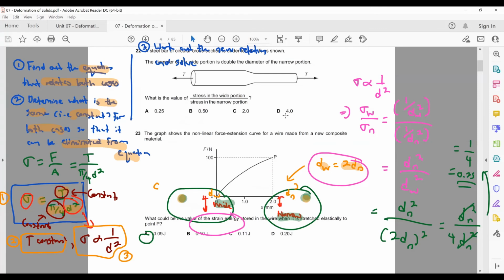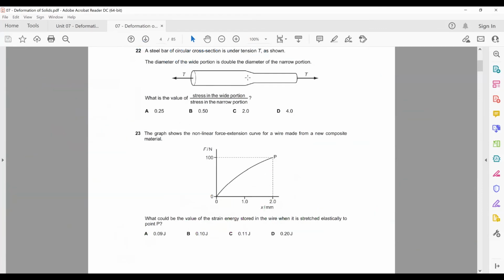Okay, the next question. The graph shows the non-linear force extension curve for a wire made from a new composite material. A composite material is a material that's made out of a combination of materials, metals and non-metals. If it's an alloy, then it's made out of a combination of metals only. But that is something else. What could be the value of strain energy stored in the wire when it's stretched elastically to point P?